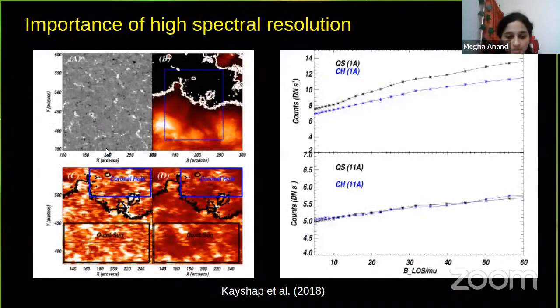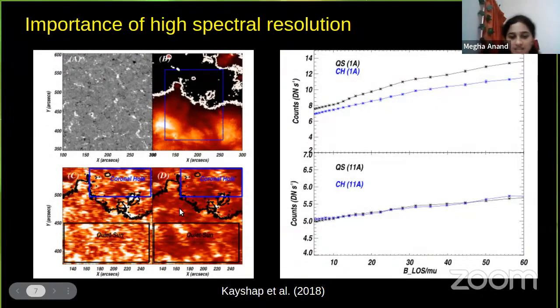By Kashyap et al. 2018, they also studied the importance of spectral resolution. They basically wanted to study the difference between the coronal hole and quiet sun as seen by the magnesium line. So here is the image of coronal hole and quiet sun as seen by magnesium K line core, and this is the continuum. So by just eyes, you can't differentiate between coronal hole and quiet sun.